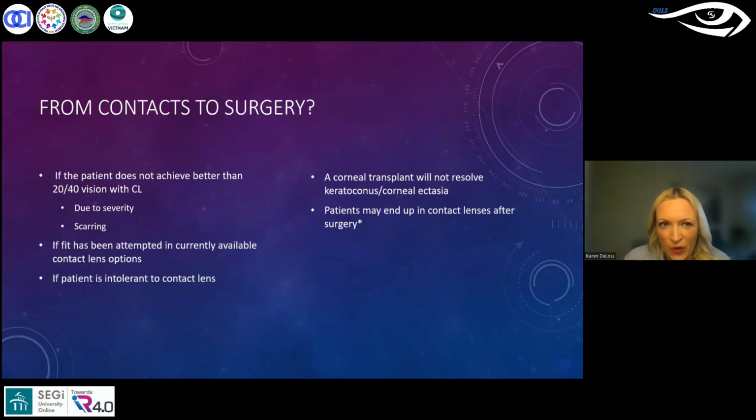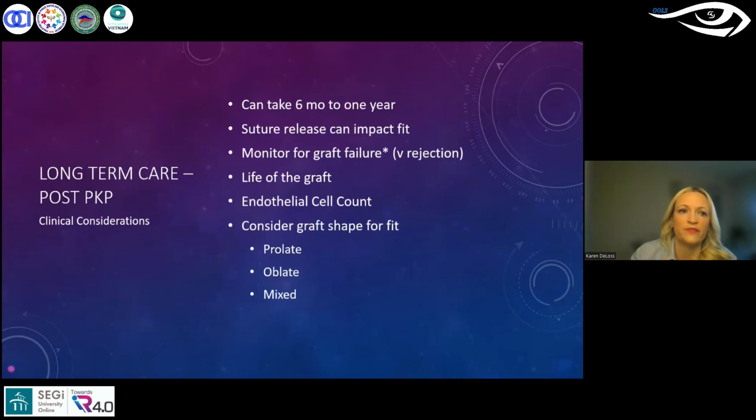Let the patients know, and this is another key discussion point, that they think that if they get the transplant, they're going to eliminate the keratoconus. Patients may end up in a specialty lens after surgery. So definitely have that conversation before we refer them, and hopefully your surgeons are having that discussion as well.